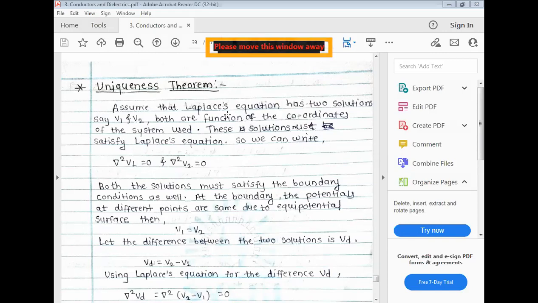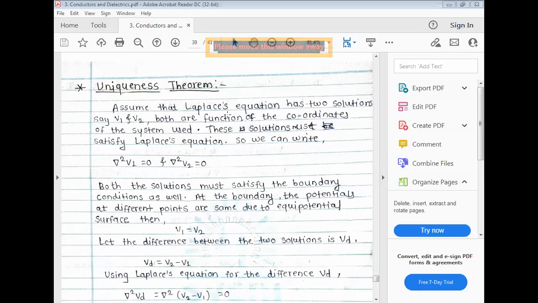So at the boundary, it is an equipotential point. Means the potential is the same, or we can say that the boundary is taken as a reference there. Okay, so at the boundary, the potentials at different points are the same due to the equipotential surface, means their potential is the same.